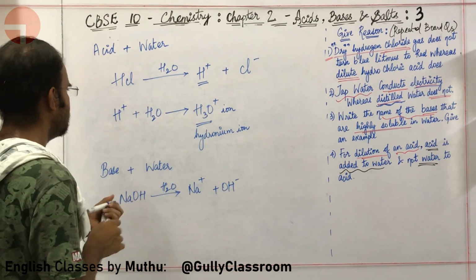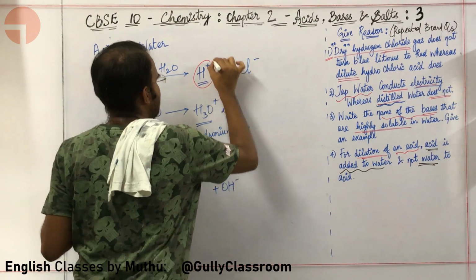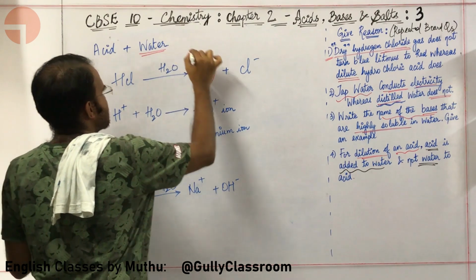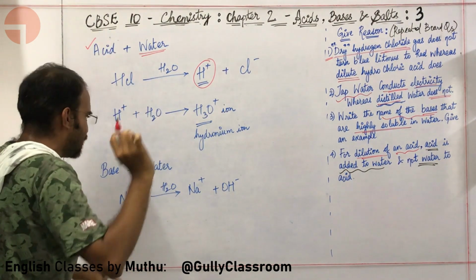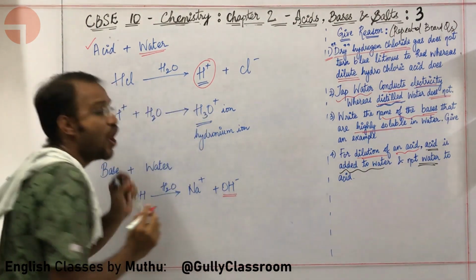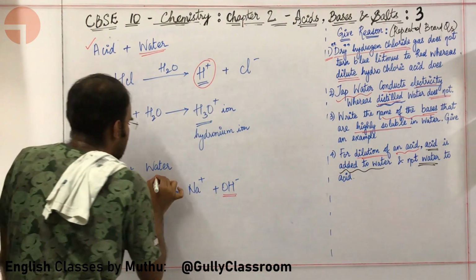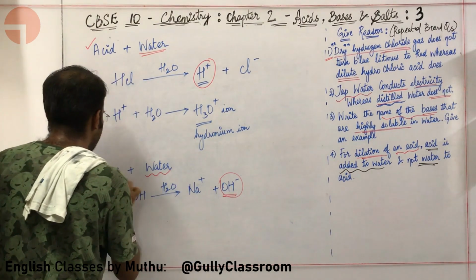Here, let us be very clear about this. Because H+ ion is formed when a substance is dissolved in water, it is called an acid. Because OH- or hydroxide ion is formed by a substance when it is dissolved in water, it is called a base.